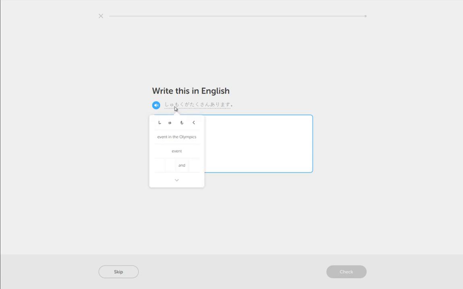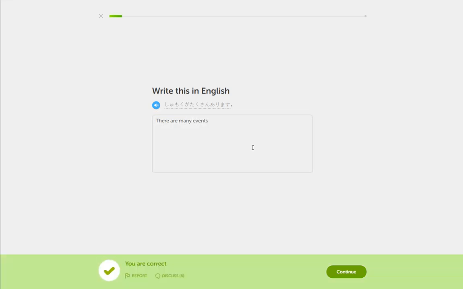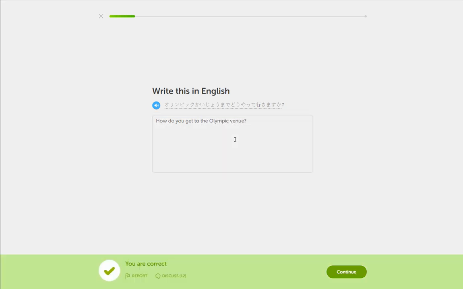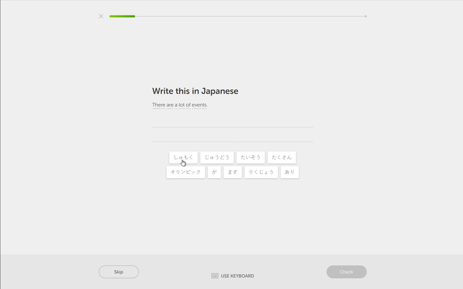Shumoku ga takusan arimasu. Shumoku means event, so I guess there are many events. That's a sentence structure. If you want to say something that there are many of, it's like something takusan arimasu. But you can also say it in a different way. Olympic kaijo made doyatte ikimasu ka? So doyatte ikimasu ka is like how you get to something, and kaijo means venue, I guess, in this context. So how do you get to the Olympic venue? Yeah, okay. There are lots of events. We had this before, so it's shumoku ga takusan arimasu.